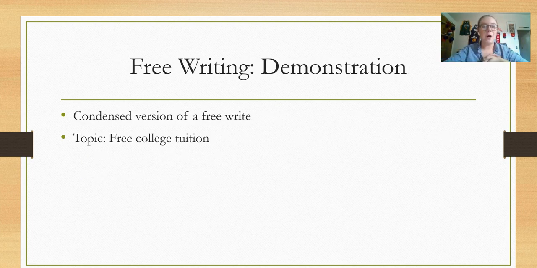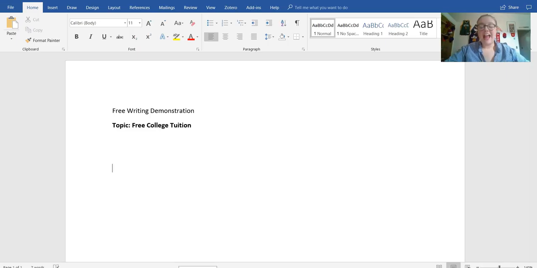All right, so I'm going to do a condensed free writing demonstration. And so rather than doing the 10 minutes, I'm going to do 3. And I am going to explore the topic of free college tuition. Now I'm going to demonstrate what a free write will look like. So I right now have my timer set to 3 minutes. I always recommend setting some kind of timer, that way you don't overdo it.